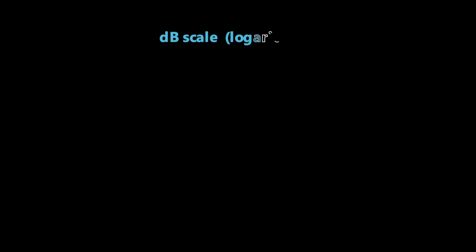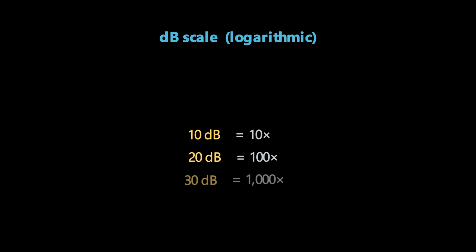And SNR is measured in decibels, which are logarithmic. 10 dB means 10 times. 20 dB means 100 times. 30 dB means 1,000 times. Every 10 dB is a 10x jump.